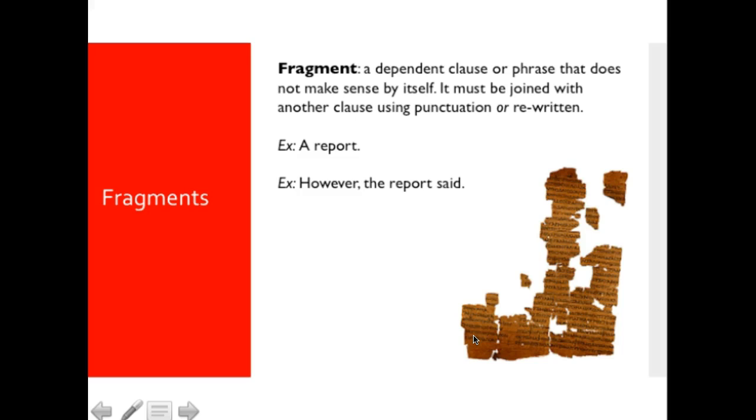An example of a fragment: "A report." "However, the report said." Both of those are not complete sentences. "A report" is just a subject, there's no verb. And the second one is a dependent clause. We're starting with "however" and "the report said," and then not telling anyone what the report actually said. So beware of these types of sentences in your papers.